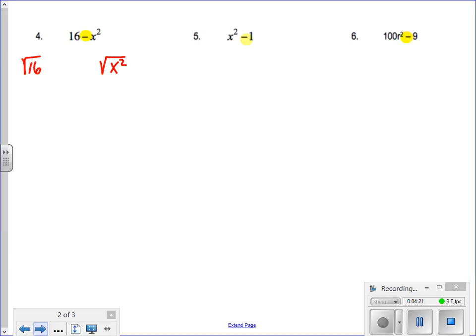Well, the square root of 16 is 4, and the square root of x squared is x. I'm going to use the 4 and the x, but I have to use them in that order when I write them in my parentheses. It has to go 4 and then the x, 4 and the x, a plus and a minus.